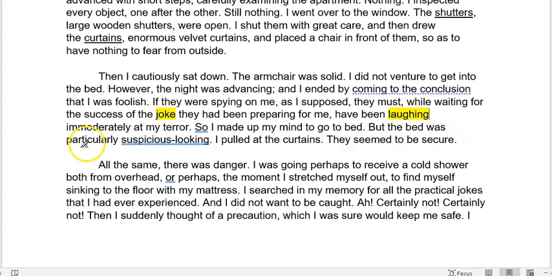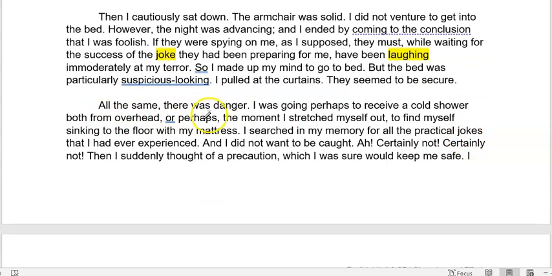But the bed was particularly suspicious looking. So here he goes again. He's back to worrying. I pulled at the curtains. They seemed to be secure. At the same time, there was danger. I was going, not real danger, danger of being pranked, right? I was going perhaps to receive a cold shower, both from overhead or perhaps the moment I stretched myself out, to find myself sinking to the floor with my mattress.